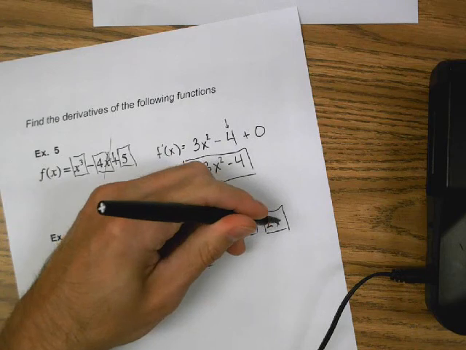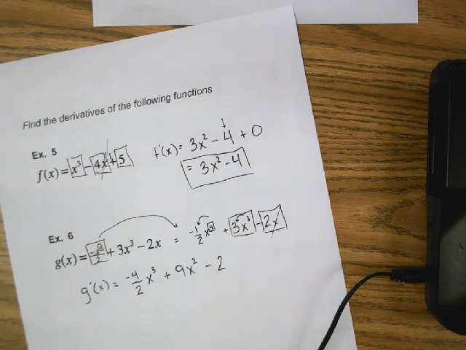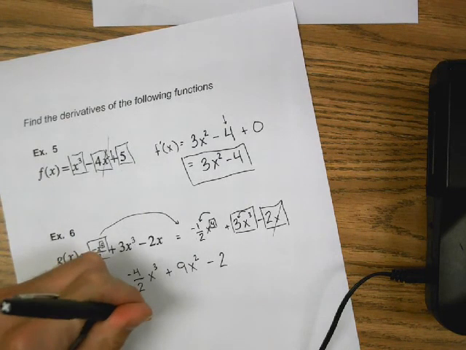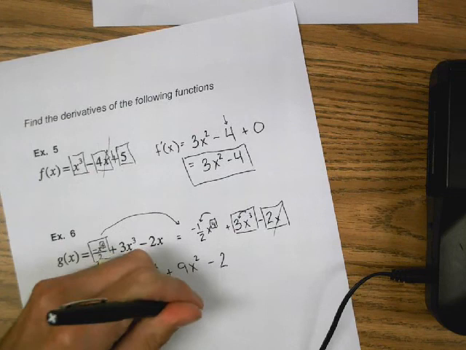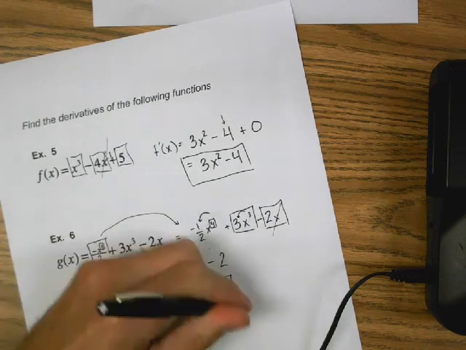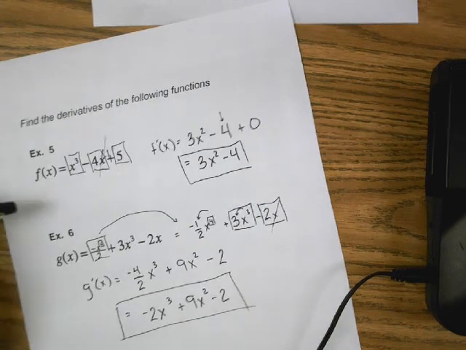Minus, now we go to this last one. Again, this is similar to what we just did up here, where we just have the 4. Same thing. Instead of writing the x to the 0, I'm just going to drop the x, and that's just going to be 2. Okay. I'm going to simplify this one step further. This would be negative 2 x to the 3rd plus 9x squared minus 2.